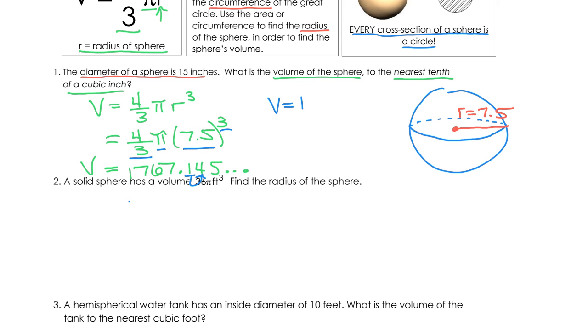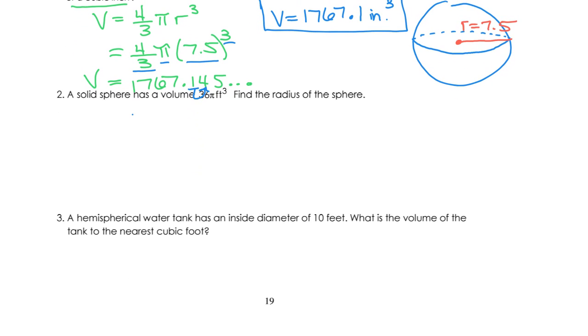And so our volume will be 1,767.1 inches cubed. And there is our volume. Okay. All right. Number 2, it says that we have a solid sphere that has a volume of 36 pi feet cubed, and we have to find the radius. So this is a work backwards one.